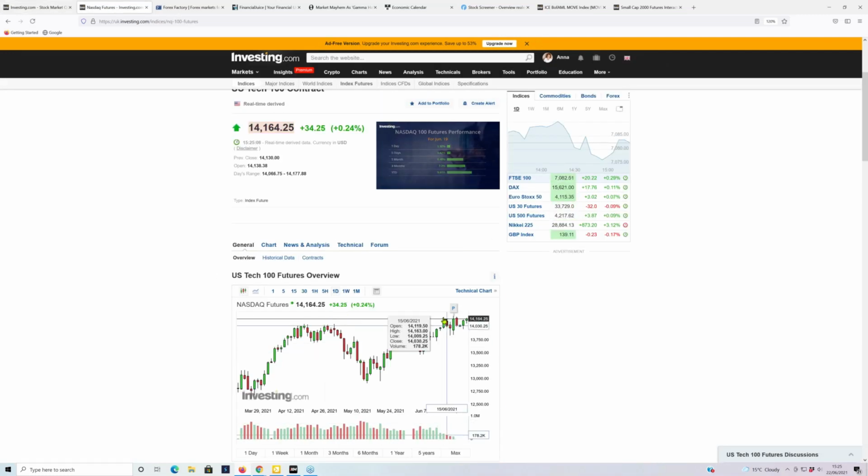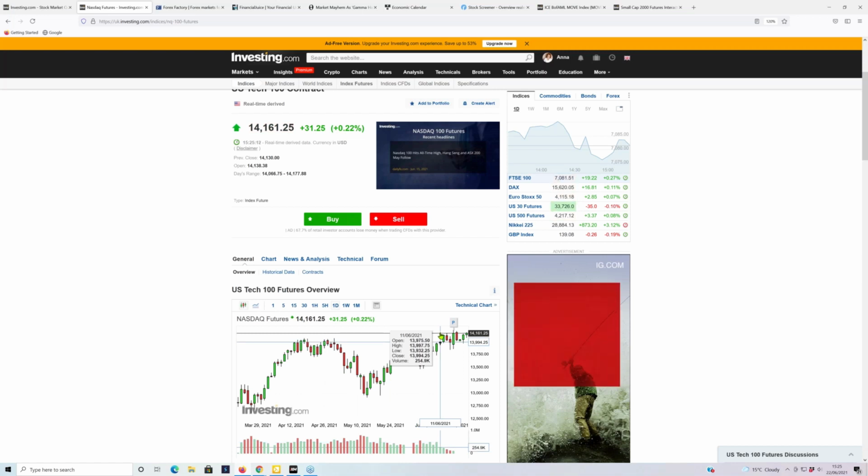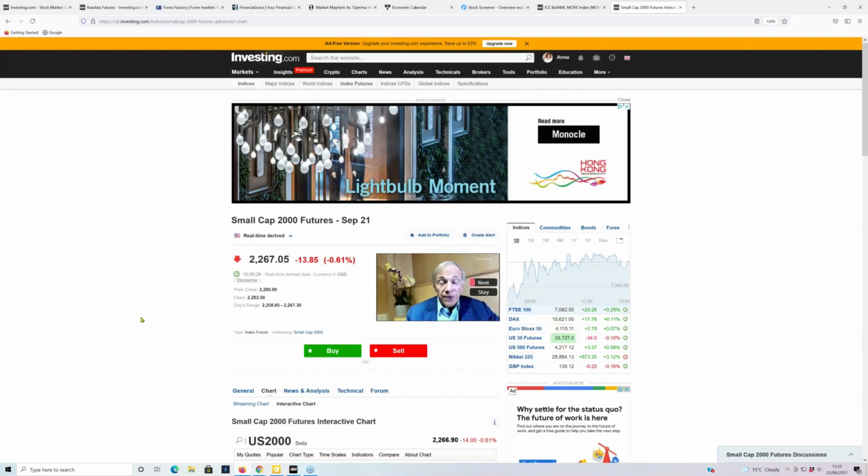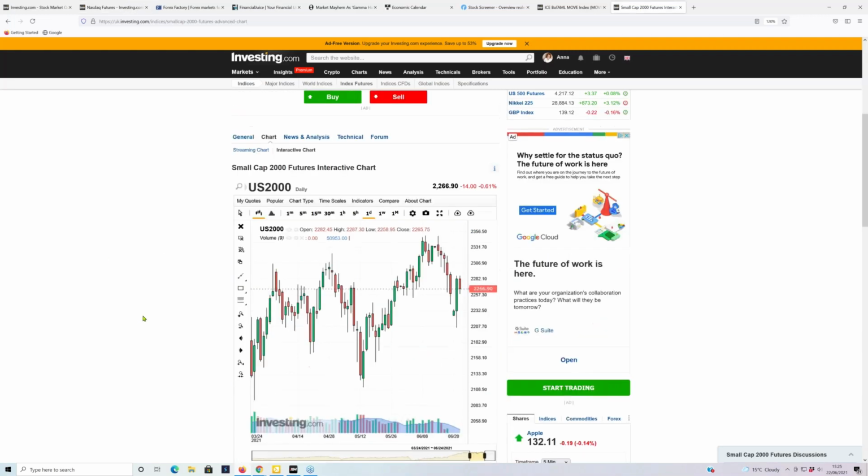If we look at the chart here, David's got it in more detail. He'll go through it. We've always said 14,000 is a very key level. If it gets through that with good volume, it's going to be in a good place to form a very strong platform of support. And the other index we like to follow now is the US 2000.